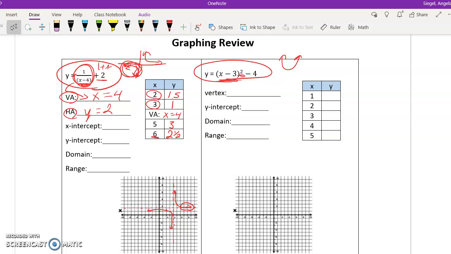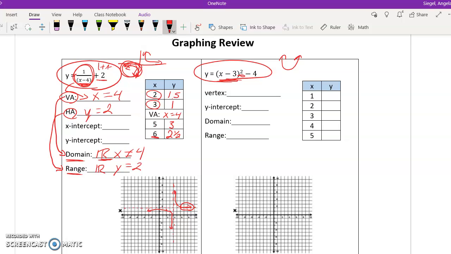Okay, so while we're here, let's talk about the domain and range. The domain has everything to do with the vertical asymptote, and the range has everything to do with the horizontal asymptote. Both of these, everything works except, in this case, when x equals 4, it breaks it. So I'm going to say x cannot equal 4, and for the same reason, y cannot equal 2.